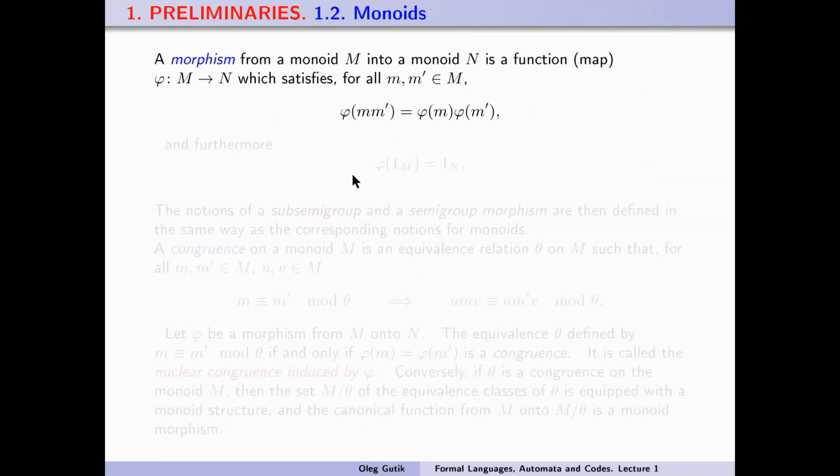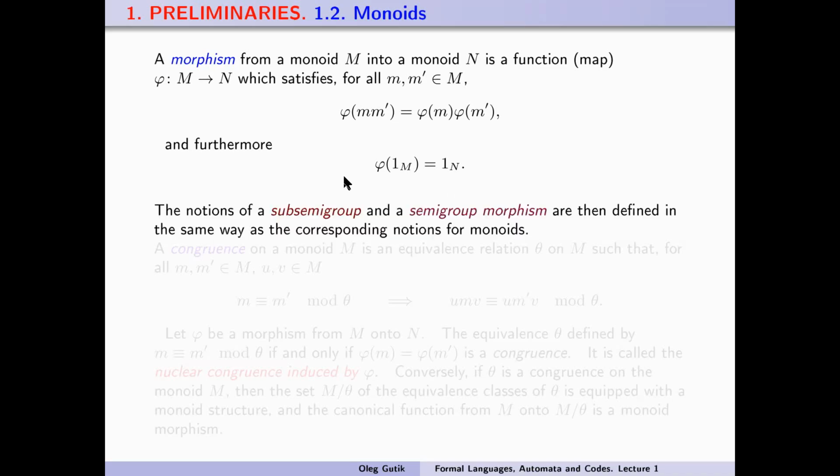What is a morphism from a monoid M into a monoid N? It is a function or a map, yes, phi from M to N, which satisfies the following two properties. For all m, m prime from M, we have that phi of m multiply m prime is equal to phi of m multiply phi of m prime, and the image under phi of the neutral element of monoid M is the neutral element of monoid N.